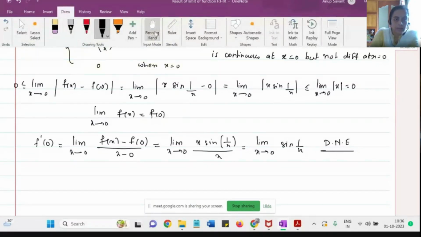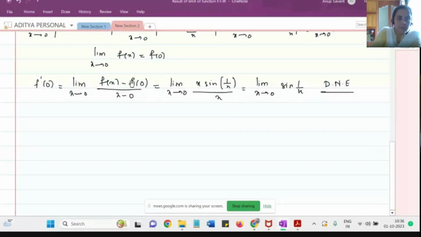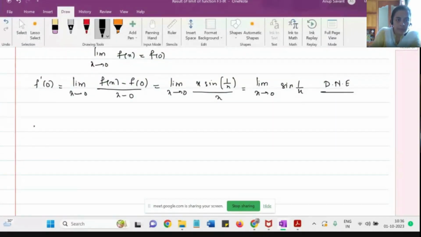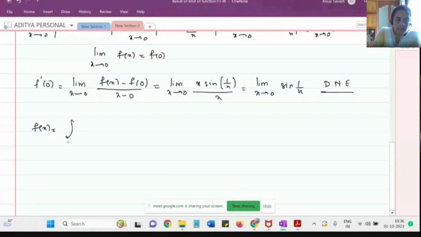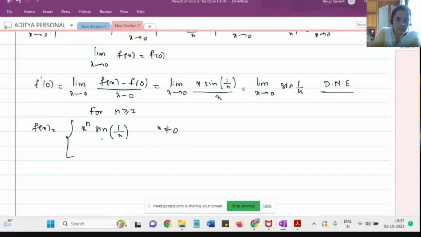Now let us try to explore some more. If I take f(x) equal to x^n sin(1/x) for x not equal to 0, and I'm doing this for n bigger than or equal to 2, and 0 when x is equal to 0, then this function is continuous as well as differentiable. One can prove this by using the argument which I have discussed above.